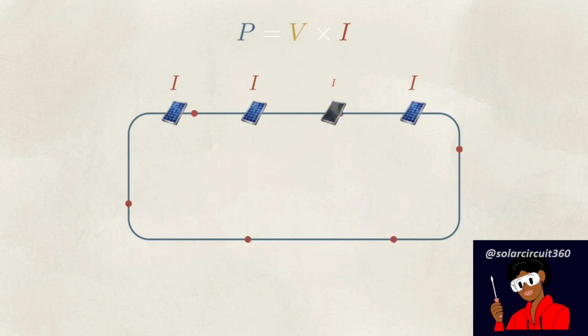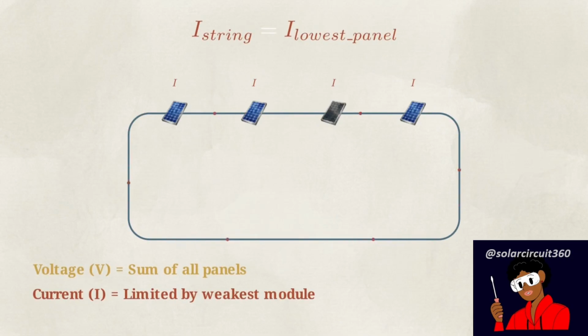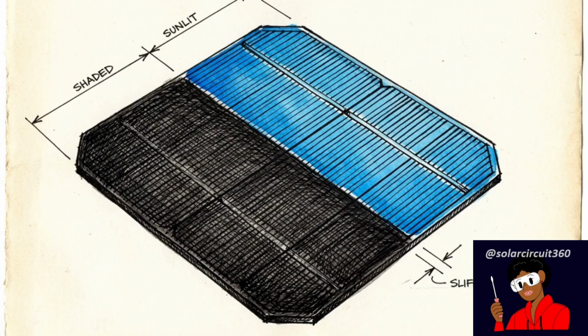When partial shade hits a single panel, its localized capacity to produce current mathematically drops. Because the panels are linked in a current-controlled chain, the weakest module throttles the entire chain. The string current is forced down to match the lowest performing panel. Within this series architecture, a localized environmental event is mathematically forced to become a global system restriction.